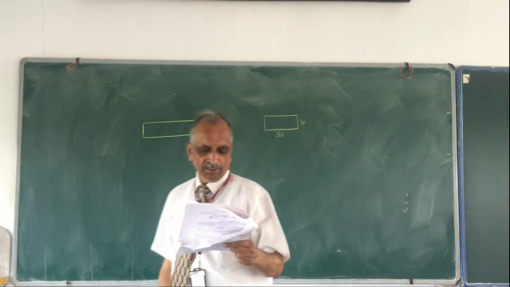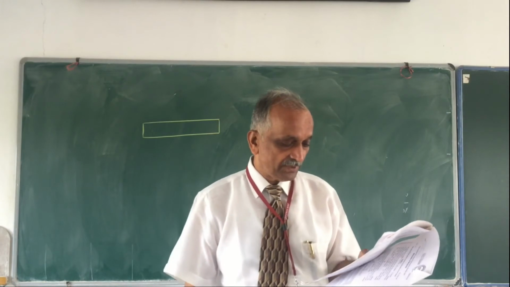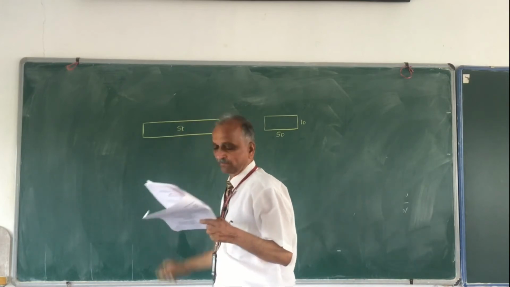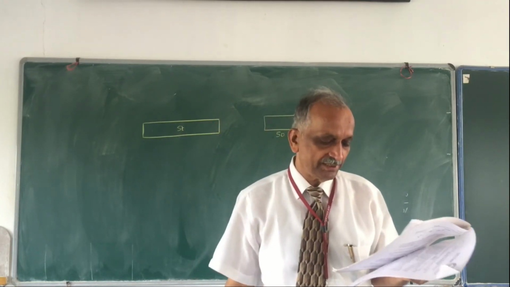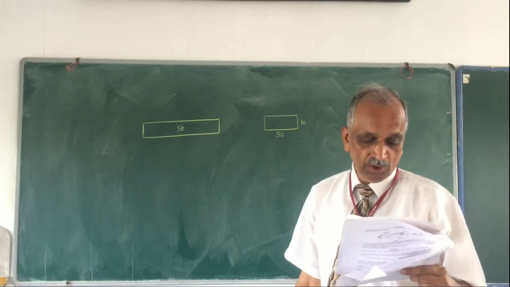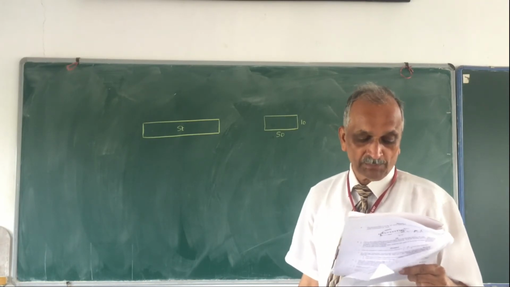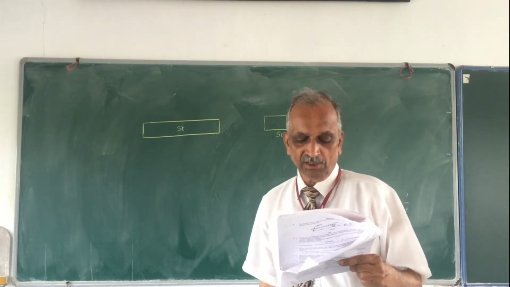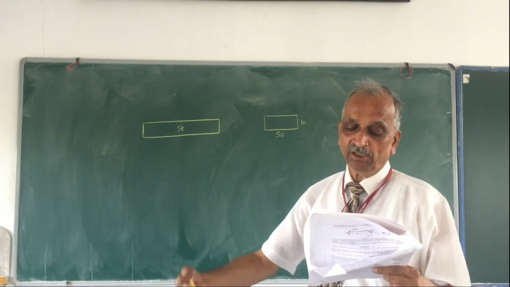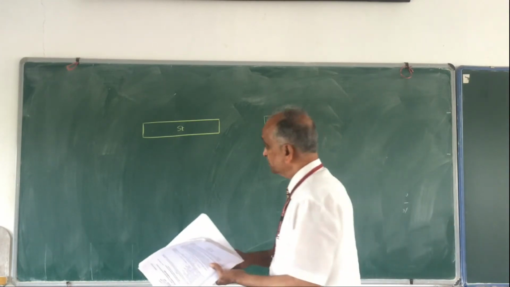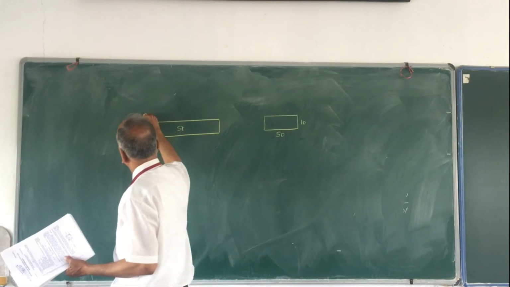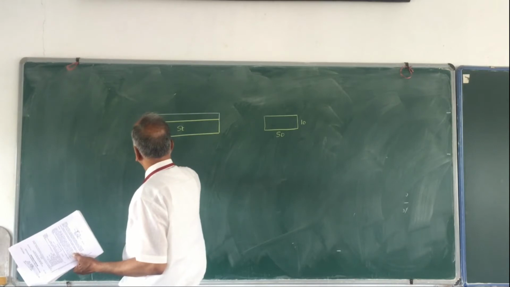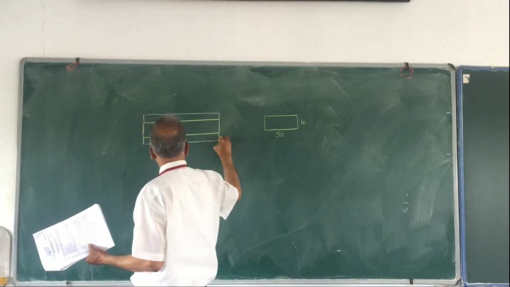Come back. A compound bar is made up of a central steel plate, 50 mm wide and 10 mm thick, to which copper plates 50 mm wide and 5 mm thick are connected rigidly on each side. So there is one plate on this side, and another plate on this side.